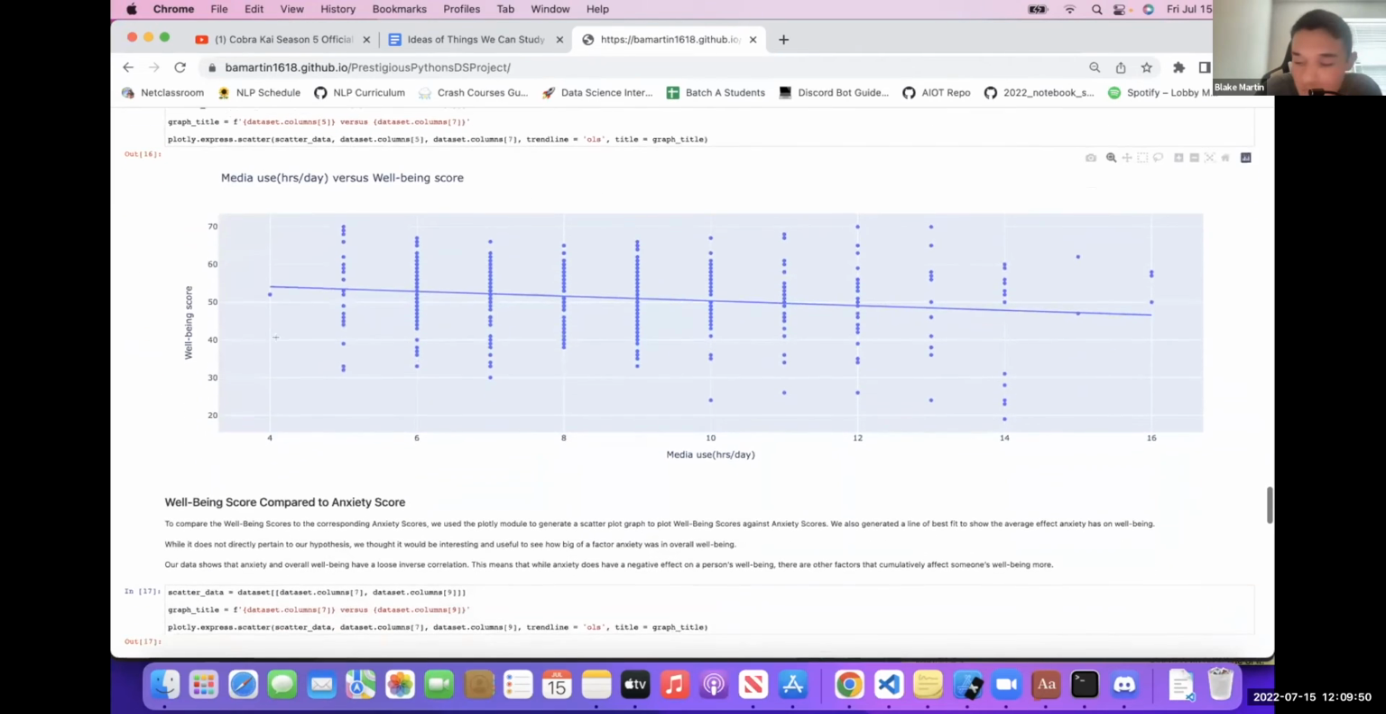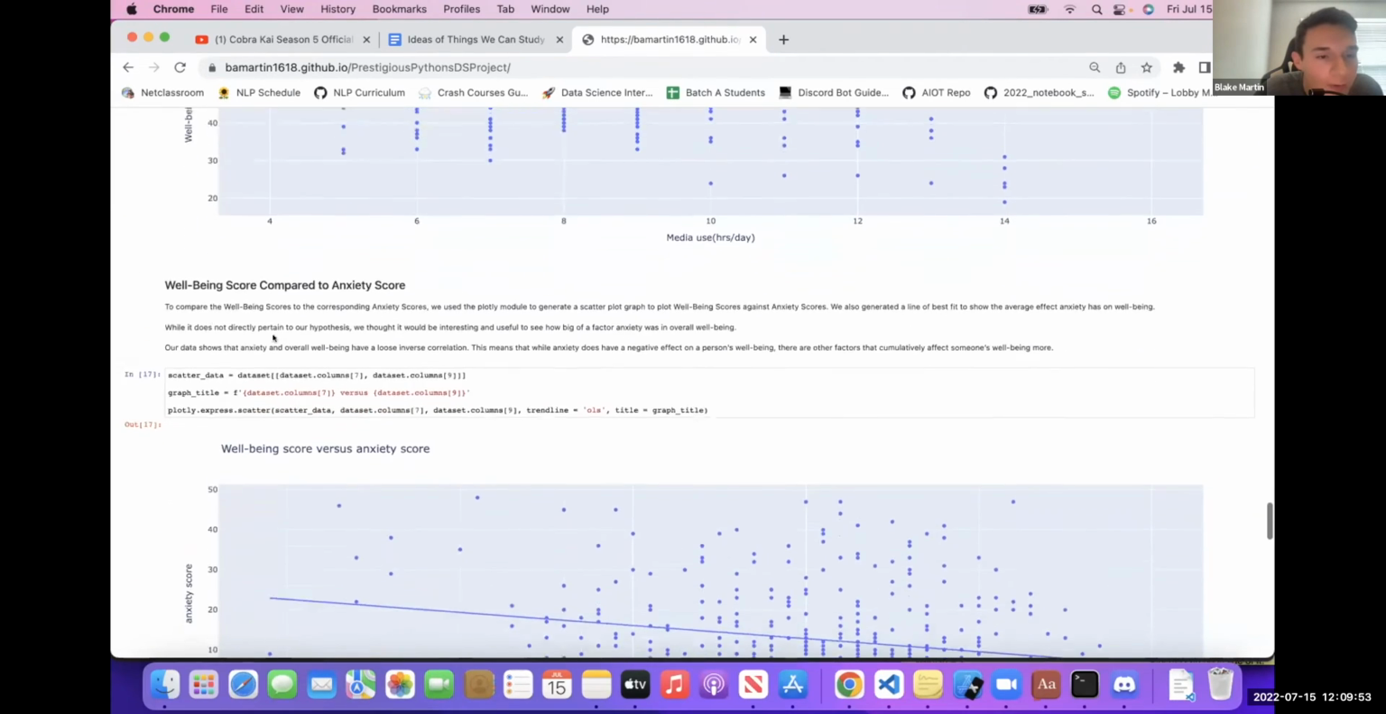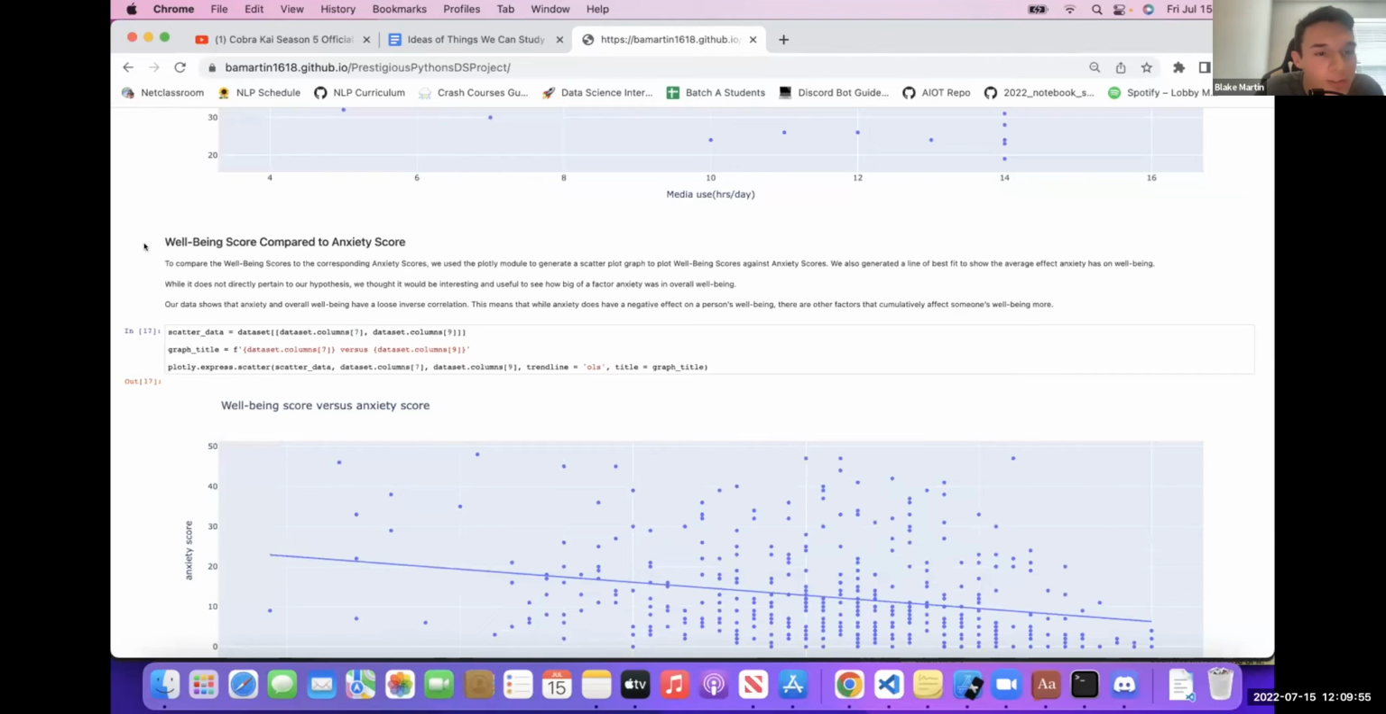Okay, and we have the graph for this section. And finally, we're going to pass it off to Geoffrey, who's going to talk about the relationship that he wanted to study. So Geoffrey, if you want to take it away.